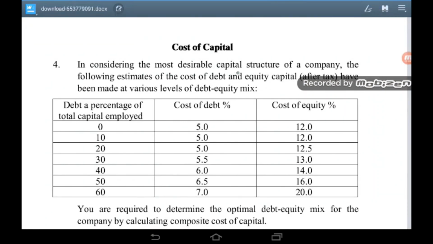Considering the most desirable capital structure of a company, the following estimates of the cost of debt and equity capital after tax have been made at various levels of debt equity mix. Debt as a percentage of total capital employed: 0, 10, 20, 30, 40, 50, 60. Cost of debt: 5, 5, 5, 5.5, 6, 6.5, 7. Cost of equity: 12, 12, 12.5, 13, 14, 16 and 20. You are required to determine the optimal debt equity mix for the company by calculating composite cost of capital.